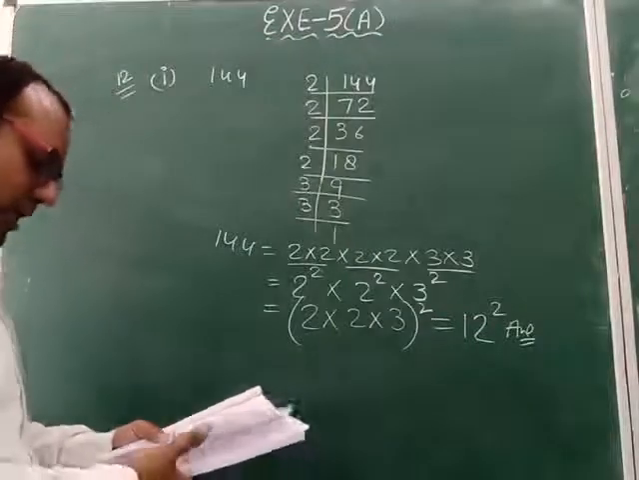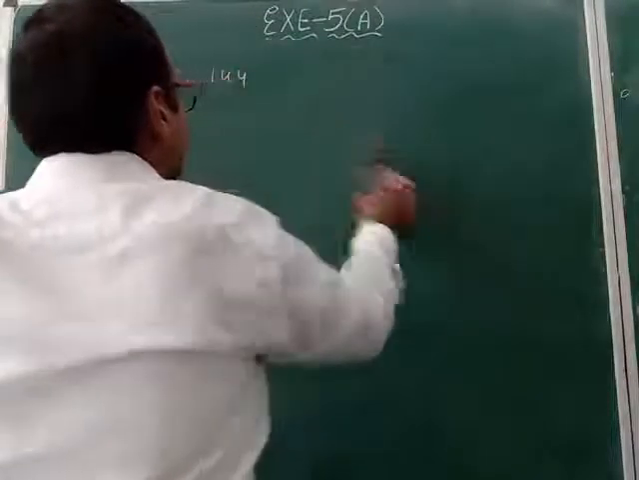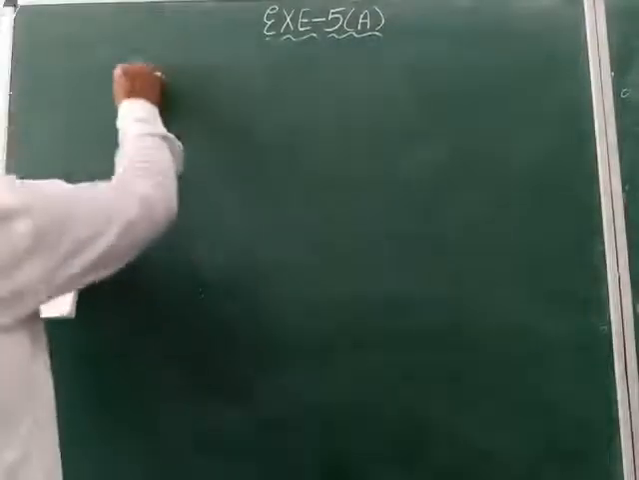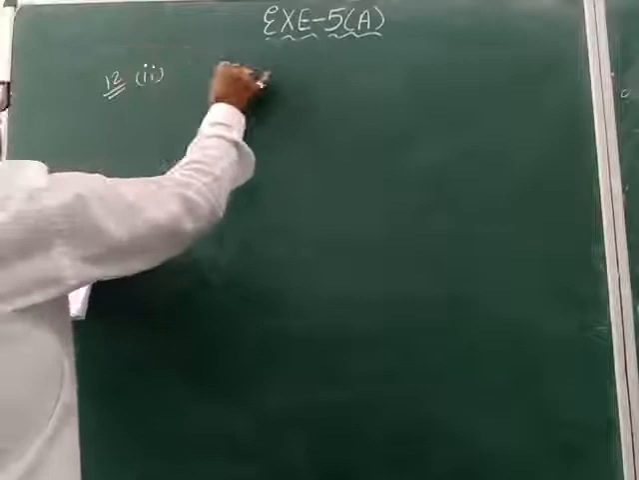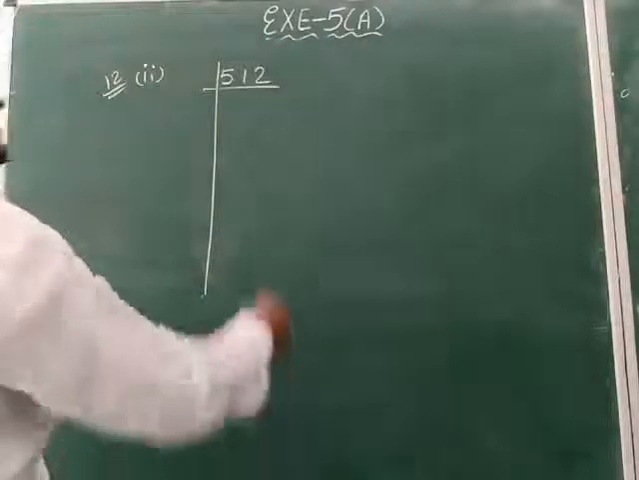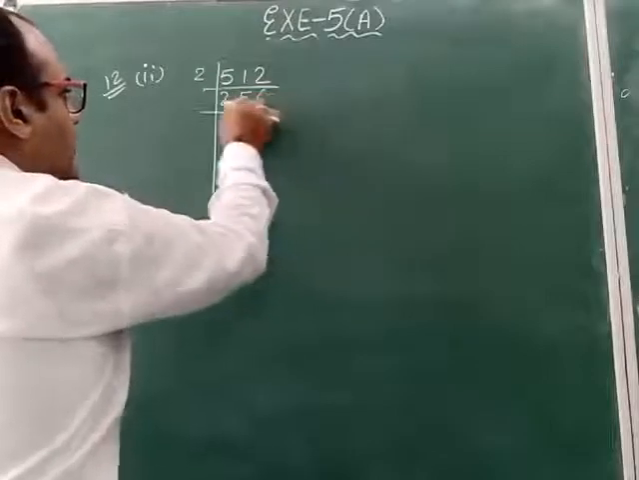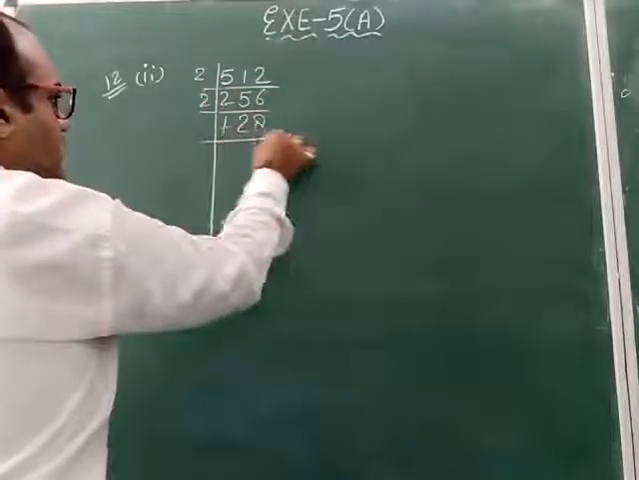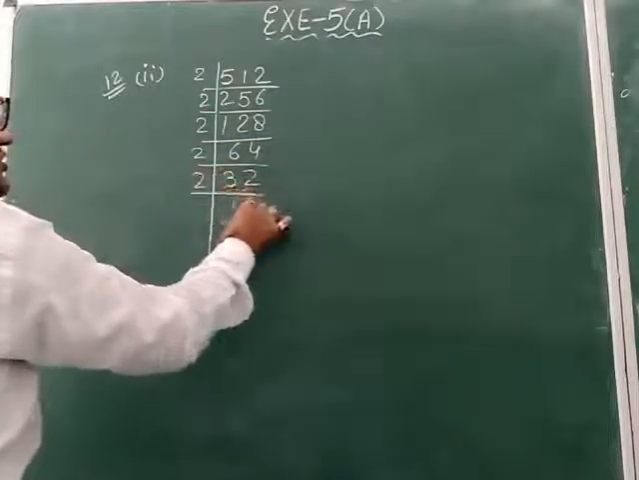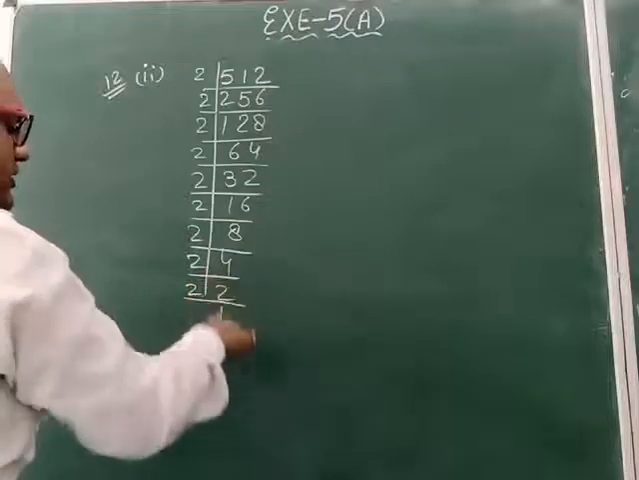Now see another part, part number second: 512. We have to take prime factors. 2 2s are 4, remainder 1. 2 5s are 10, remainder 1. 2 6s are 12. 2 1 is 2, 2 2s are 4, 2 8s are 16. 2 6s are 12, 2 4s are 8. 2 3s are 6, 2 2s are 4. 2 16s, 2 8s, 2 4s, 2 2s are 4, 2 1 is 2.